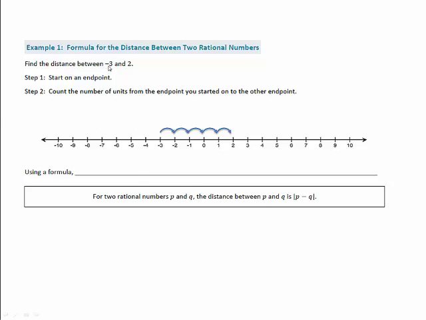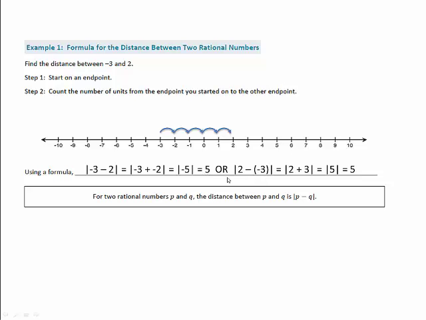If we want to find the distance between -3 and 2, we can use our formula, -3 minus 2, finding the absolute value of it. And remember, we can turn subtraction into adding the opposite. So instead of -3 minus 2, we have -3 plus -2. And remember, we're finding the absolute value of this. Well, -3 plus -2 is -5, and the absolute value of -5 is 5.